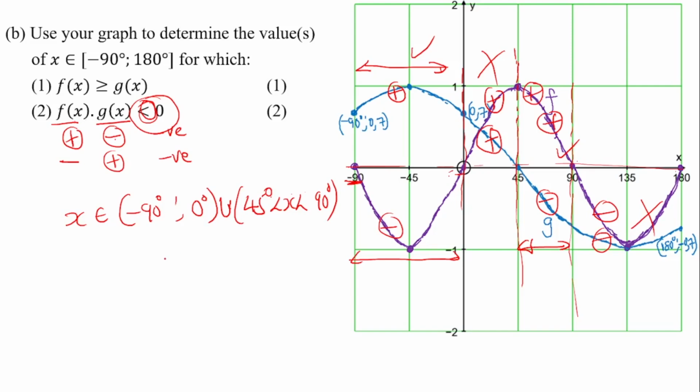Right, and then you can write it like this also, negative 90 less than x and x less than 0. Or you can say x greater than negative 90 but less than 0, still fine. Or we have x greater than 45 degrees but less than 90 degrees, like that. Okay, you can write it like this.